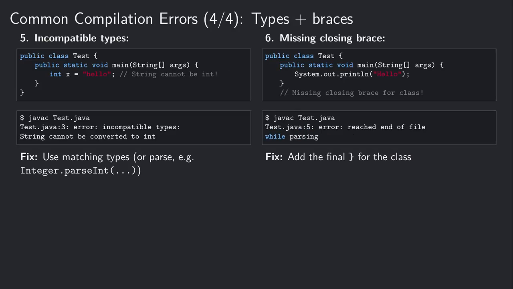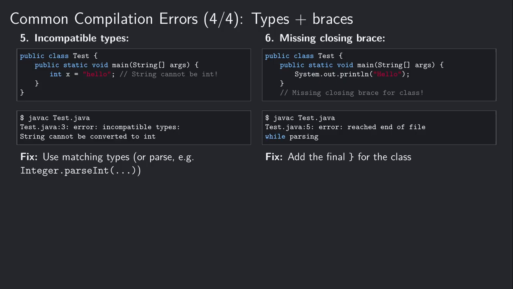Two more classics. First, incompatible types. Java is statically typed, so int x = "hello" fails immediately, with String cannot be converted to int. This is Java doing you a favor. It forces you to be explicit about what you mean. If you want a number from a string, you parse it. For example, Integer.parseInt("123"). This becomes critical later when concurrency code manipulates shared state. Strong typing helps prevent accidental misuse of data across threads.